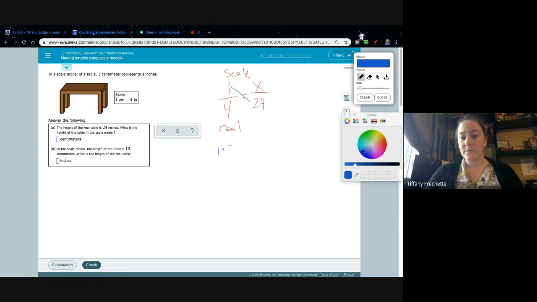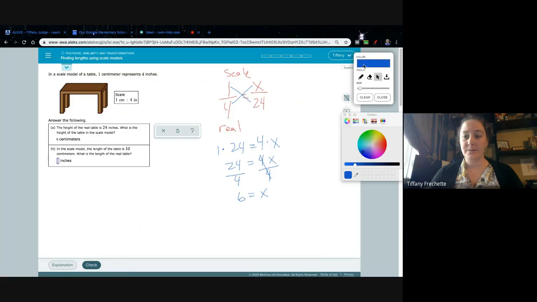And we get 1 times 24 equals 4 times x. So 1 times 24 is 24. 4 times x is just 4x. I'm going to divide by 4. 24 divided by 4 is 6. 4 divided by 4 cancels, and I just have x brought down. So the scale model is 6 centimeters.